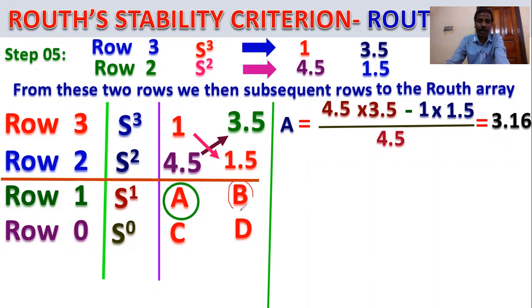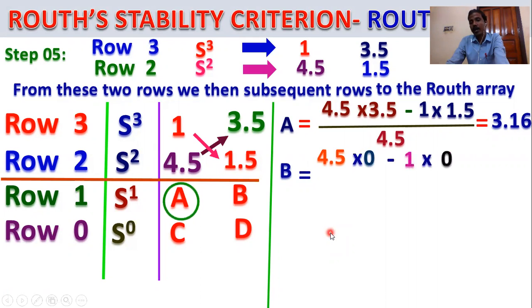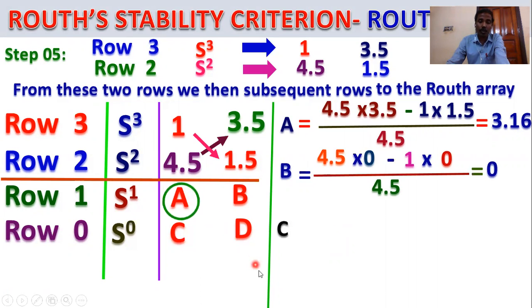Next, calculate B. B equals 4.5 into 0 minus 1 into 0, divided by 4.5, which equals 0. So B equals 0.